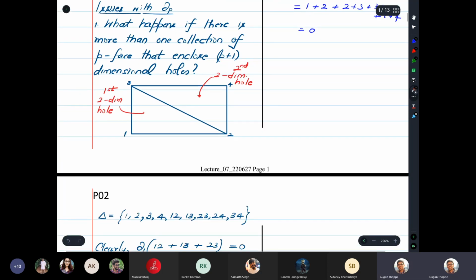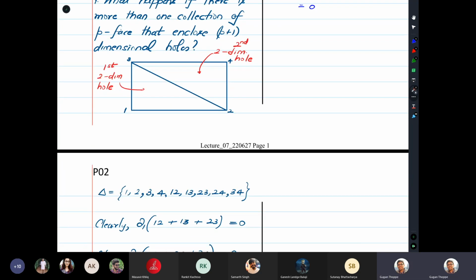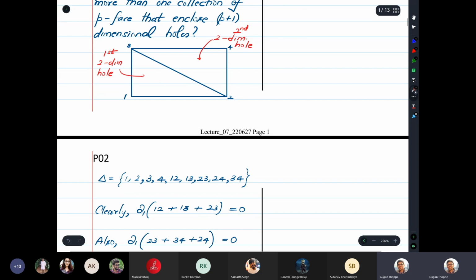Right, so let's see what the different elements in the kernel of del 1 are for this simplicial complex. Okay, so let's try to see. First, let's try to formally define this simplicial complex. As I said, it has these 4 vertices, and it has these 5 edges.